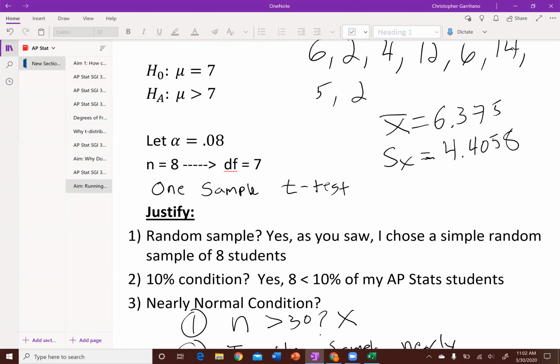By the way, I just want to add some context. This x bar, 6.375, this represents pairs of shoes, or I'm just going to say shoes, but hopefully you understand that I mean pairs of shoes.